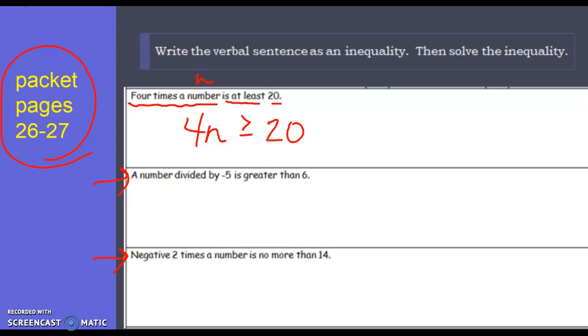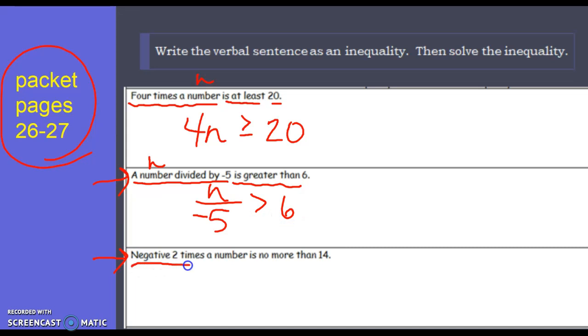All right, the next one, a number divided by -5 is greater than 6. We don't know the number, you can call that n. You should have said n divided by -5, that's this part. Then it says is greater than, that's the greater than symbol, and then you have the number 6.